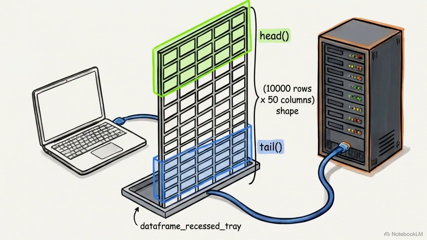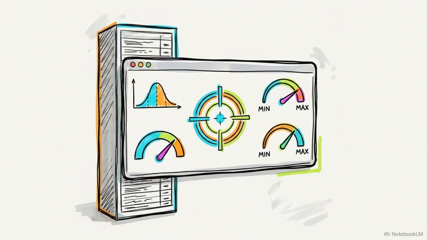Analysts ingest massive data sets from massive CSV files or SQL databases directly into a Pandas data frame using a single line of code like read CSV. Once the data populates the grid, you execute Exploratory Data Analysis, or EDA. This is the mandatory first step to survey the newly ingested matrix before applying logic.